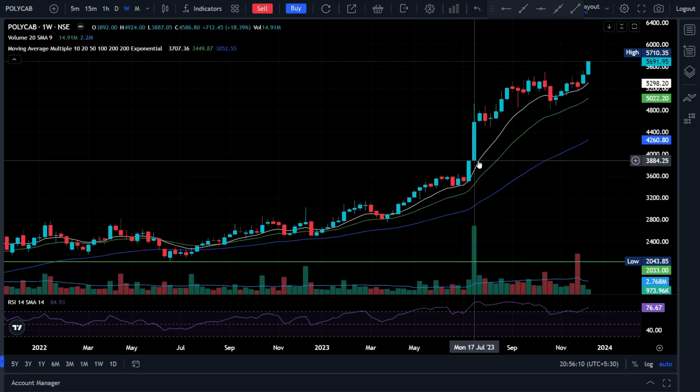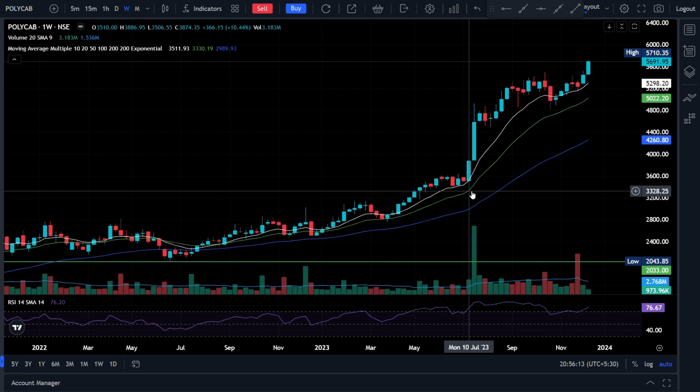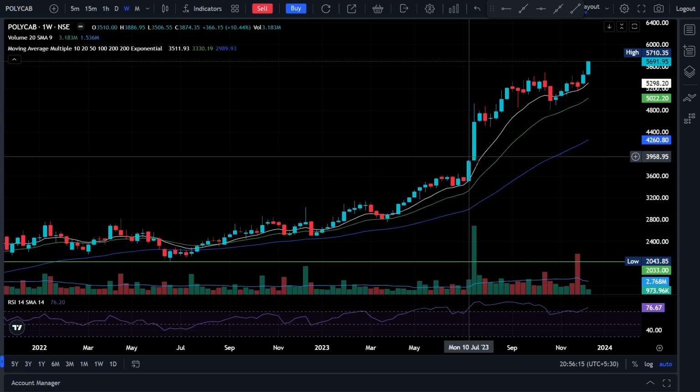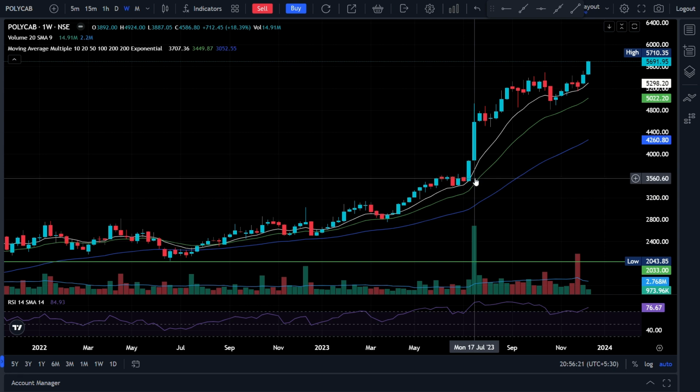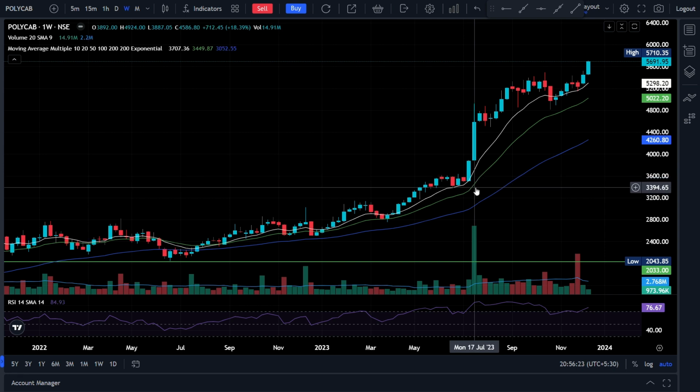Now what could be our stop loss? The initial stop loss could be the 20 EMA level. It might break the 10 EMA level, but it will take support from the 20 EMA level. And if the stock gives a closing below the 20 EMA level, then we are going to exit as a stop loss.